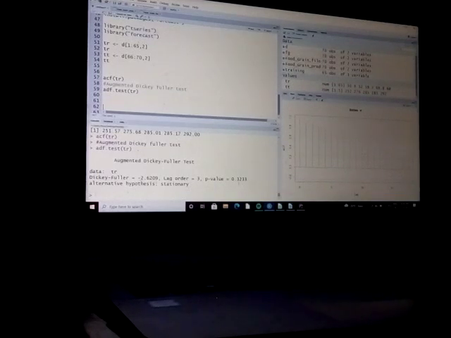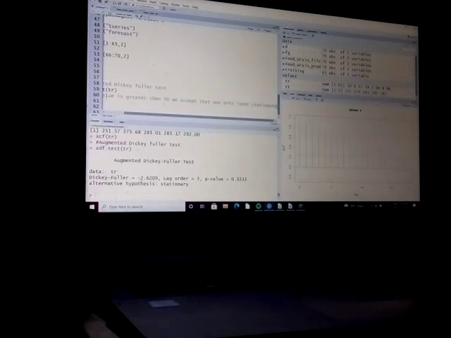If we take 0.05 as our level of significance and the p-value is greater than it, then we will accept our null hypothesis that our time series is not stationary. So here we are getting a p-value greater than 5%, so we accept that our original TS, I will just write in short, is not stationary. Okay.